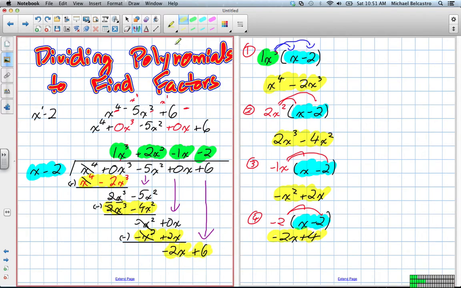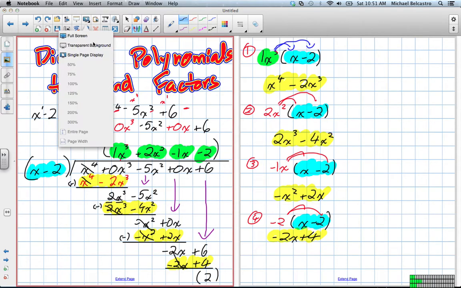And of course, this question, oh, I highlighted the wrong thing there. There we go. That's where our term goes, what we just got, negative 2x plus 4. Well, when we finally go to subtract that, the negative 2x's cancel out. And 6 minus 4 is 2. So that's going to be our remainder. This will be part of the question. And of course, this will be part of the question.